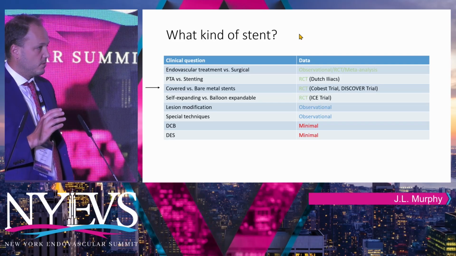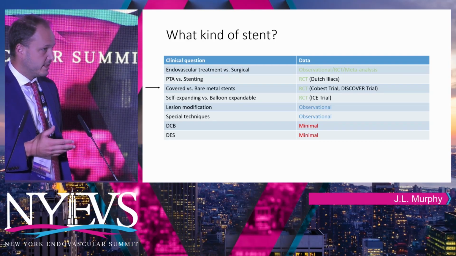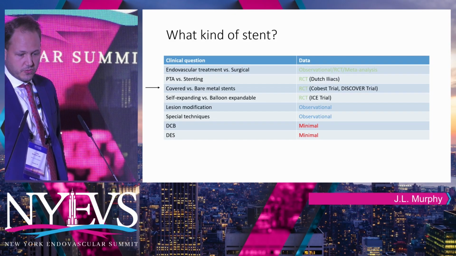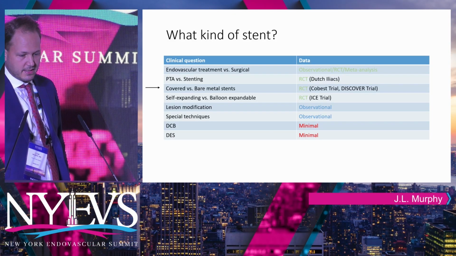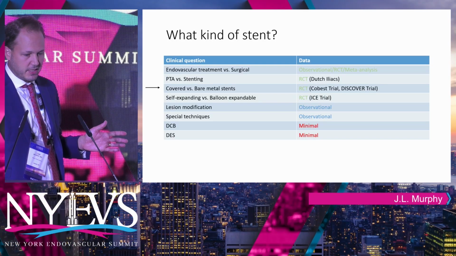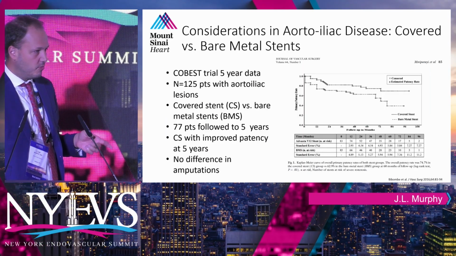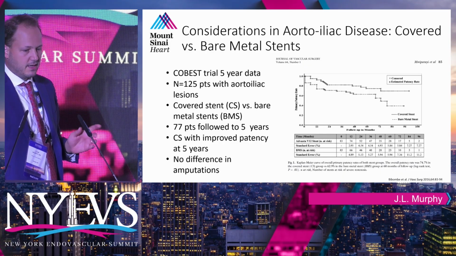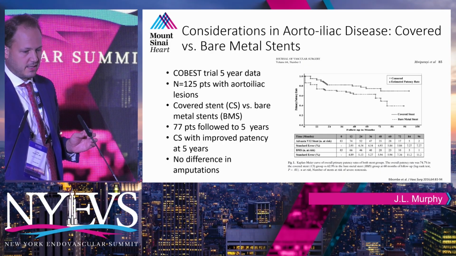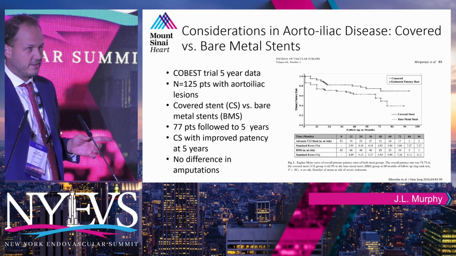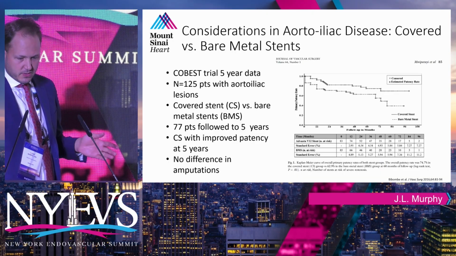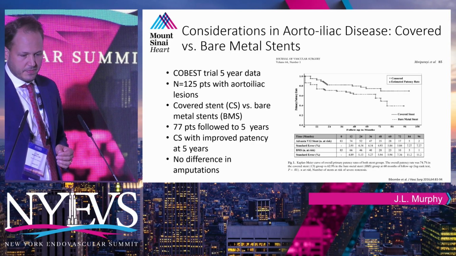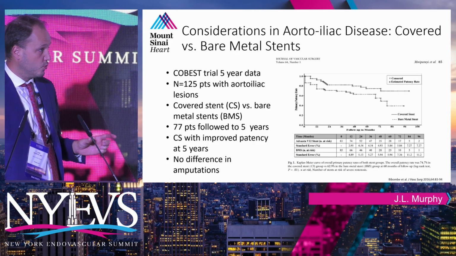Okay, so you've treated your lesion, you decide you do need to stent, for whatever reason. What kind of stent should you use? So we're going to go over 2 trials that compared covered versus bare metal stents in the iliacs, and then we'll look at 1 trial that compared self-expanding to balloon expandable. So the COBEST trial is one of the best-known trials comparing covered to bare metal stents. 125 lesions randomized to a covered stent, which was the Advanta V12, which is sort of an earlier covered stent that I think is only really used in Europe now, versus bare metal stent, both of them balloon expandable, okay?